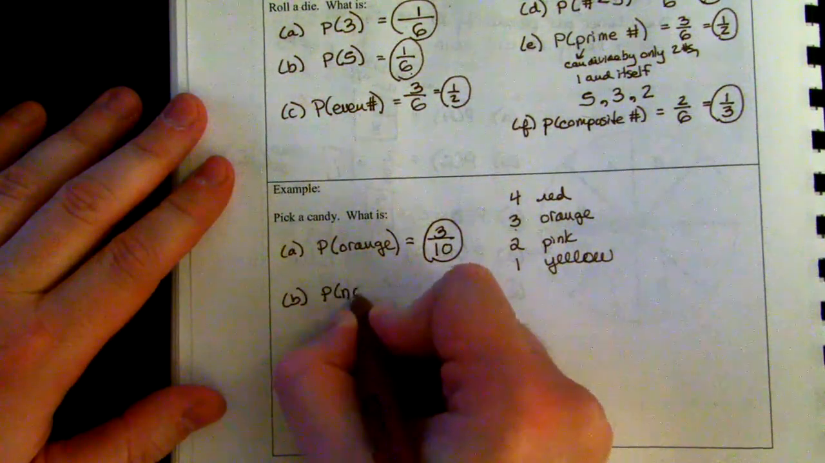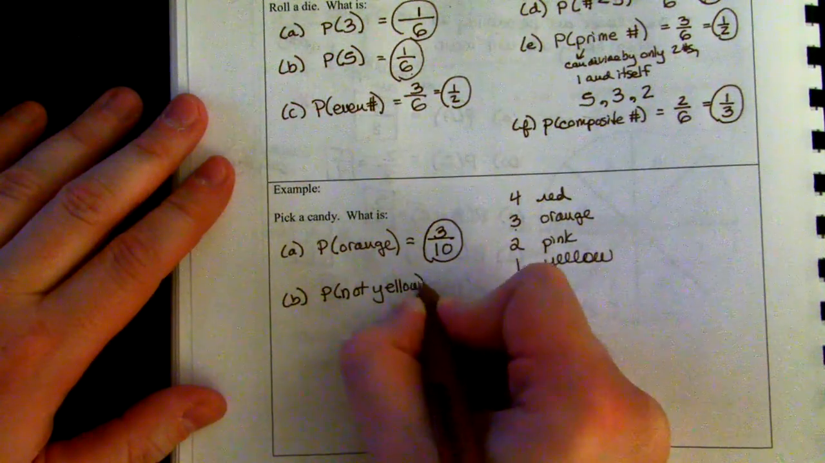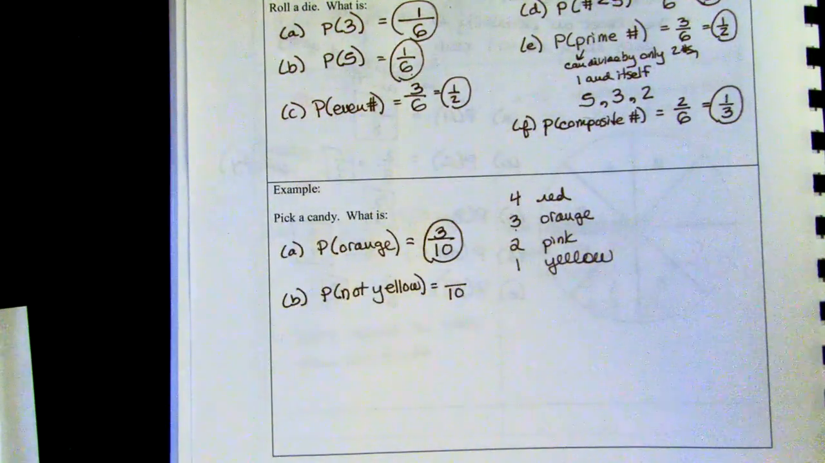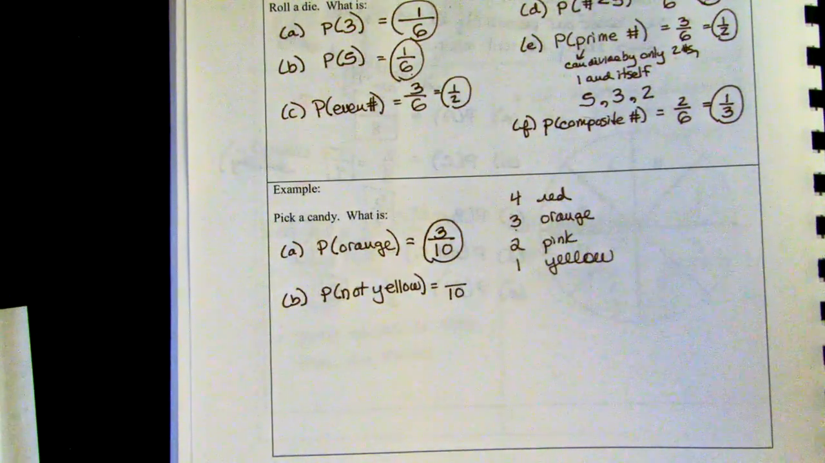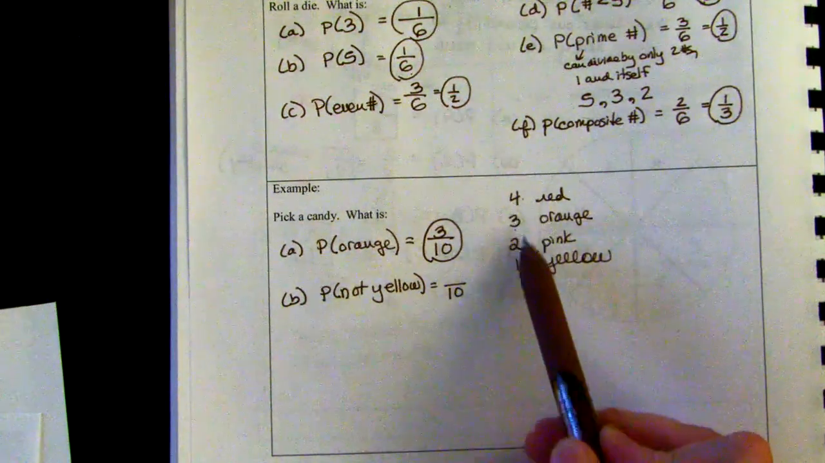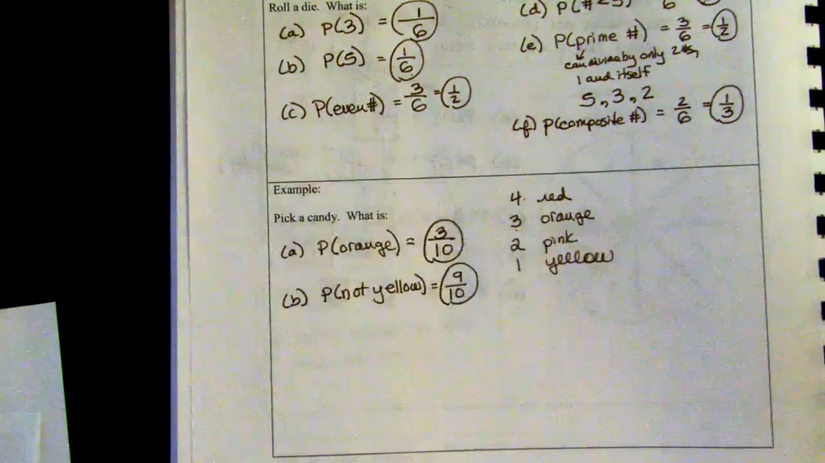The probability of picking one that is not yellow. Well, what do you think? How many candies are not yellow? 4, 3, 2, 7 plus 2. I think we have 9 candies that are not yellow. I'm going to say 9 out of 10.